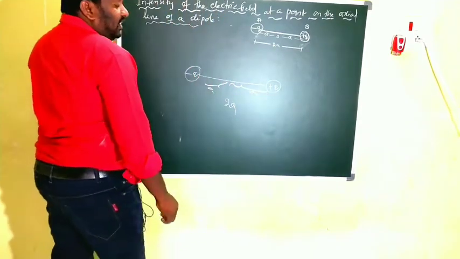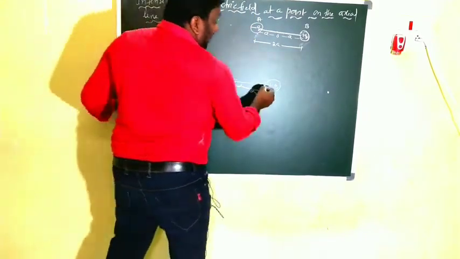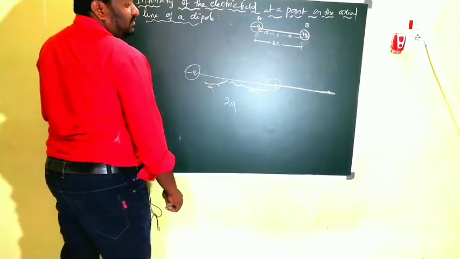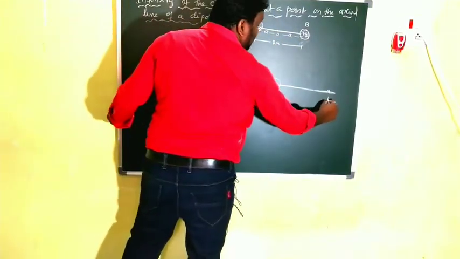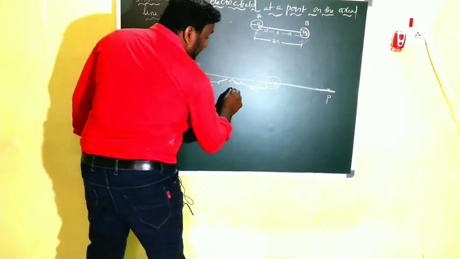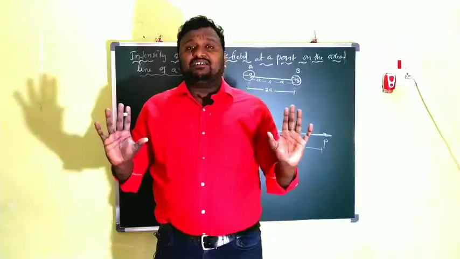Clear? And now we select one point. That point is on the axial line. Now that point, I am saying, is P, and its distance from the midpoint is r. Clear? If you look at the equation.